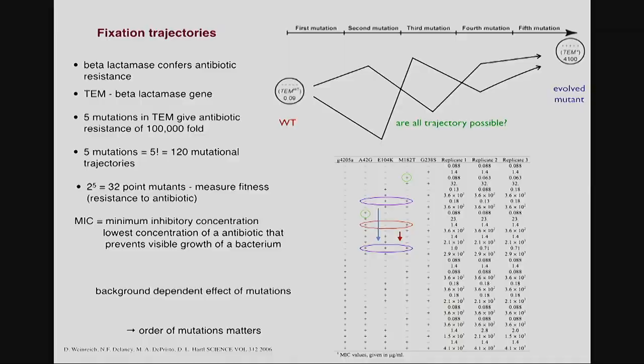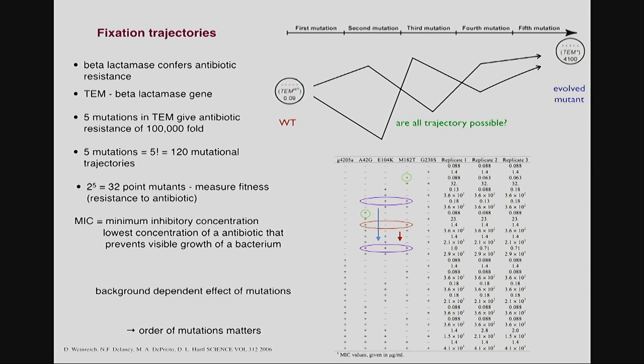Then they measure the fitness, which means they measure how resistant they are to antibiotics. They put in different concentrations and they watch when they finally die. And here is a table for all of these mutants. This is no mutations, 1 mutation, and so on, up to all 5. And it gives you the concentration of the antibiotic at which they die. So the higher the number, the more resistant they are.